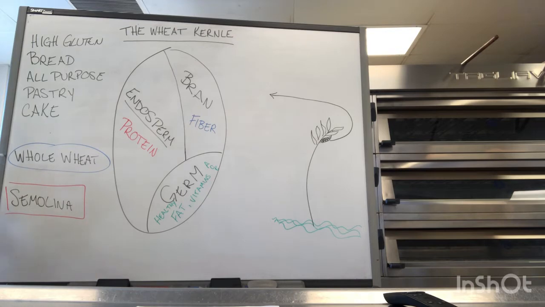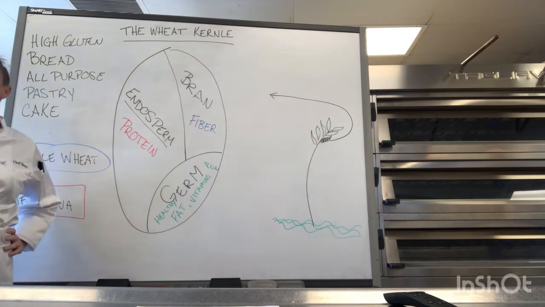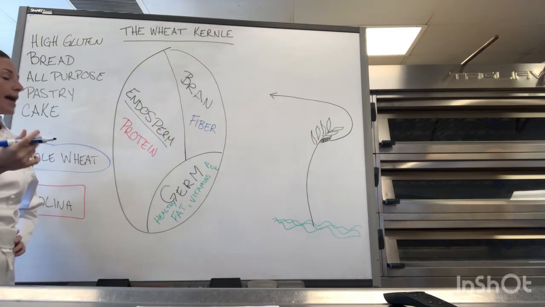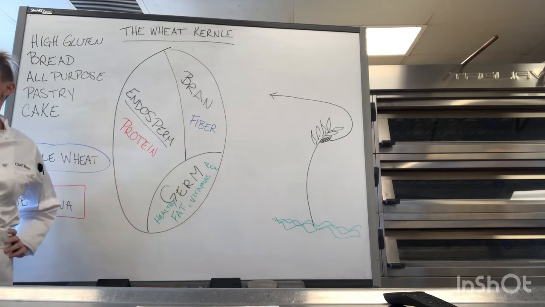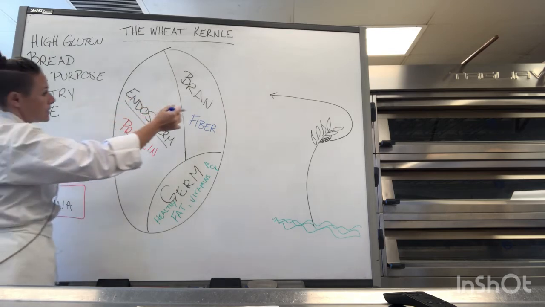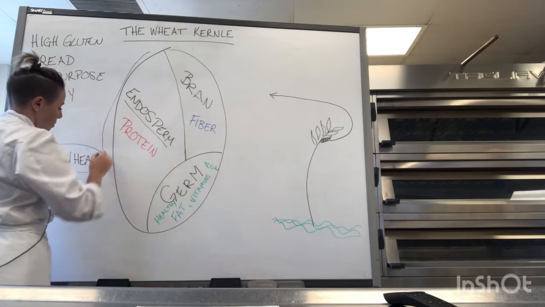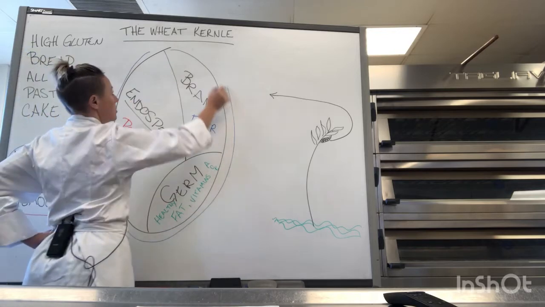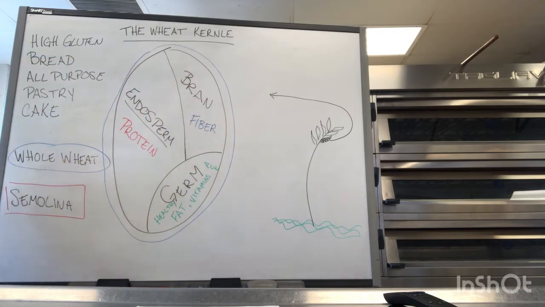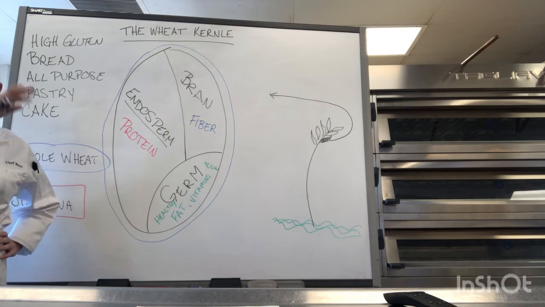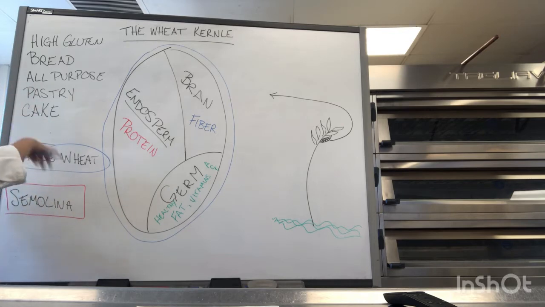That's why whole wheat flour has a lot more texture to it, and it has a slightly different color. It has a browner color because it contains everything, the whole wheat kernel. It has the endosperm, the germ, and the bran. The germ and the bran are both brown in color, which is why the flour is brown.